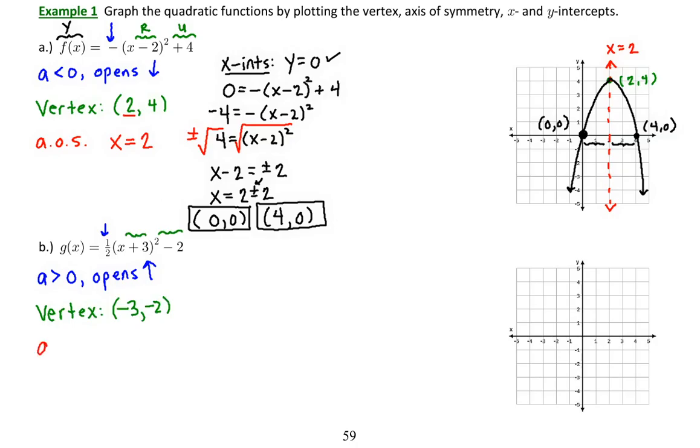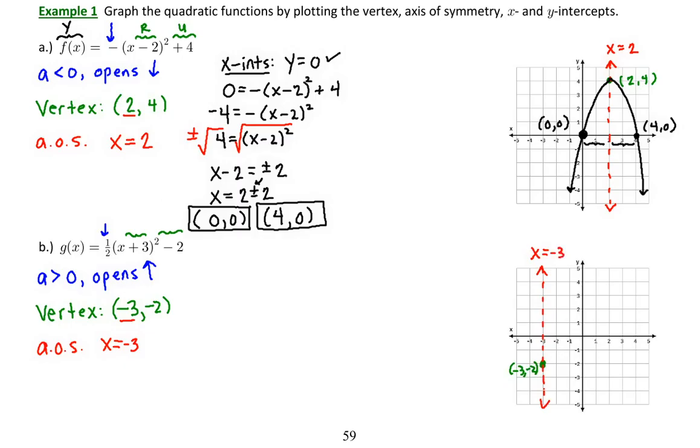Once we have our vertex, we can immediately identify the equation for our axis of symmetry. It is a vertical line, so the form of the line is x equal to a number, and it's always going to be the x-coordinate of our vertex. So on our graph, we have the ordered pair (-3, -2) for our vertex, and our axis of symmetry passes right through that vertex. And we'll go ahead and label it with its equation, x equals -3.